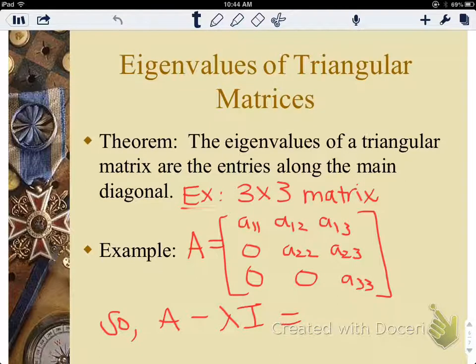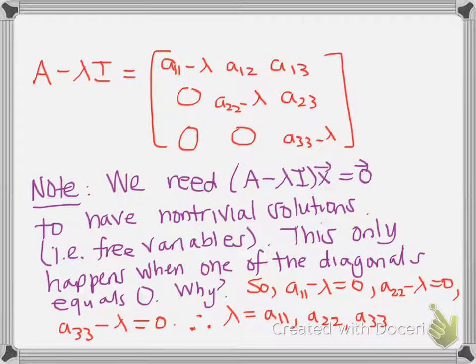All right. A nice theorem we have is that the eigenvalues of a triangular matrix are the entries along the main diagonal, okay? And so, for example, if we looked at a 3 by 3 matrix, this is upward triangular. If we look at this and we take A minus lambda I, then this is the matrix we receive, and so we need A minus lambda I times x equal to the 0 vector to have non-trivial solutions, i.e. free variables. And so this only happens when one of the diagonals equals 0.